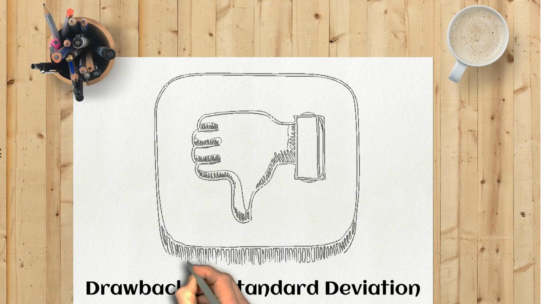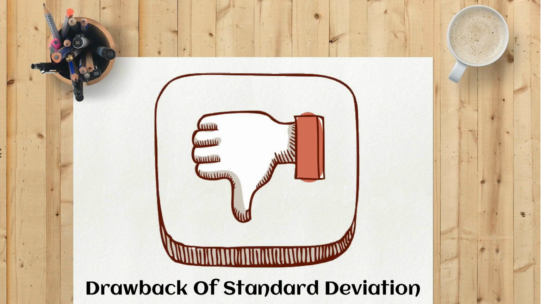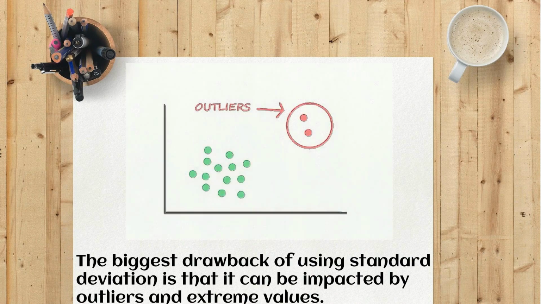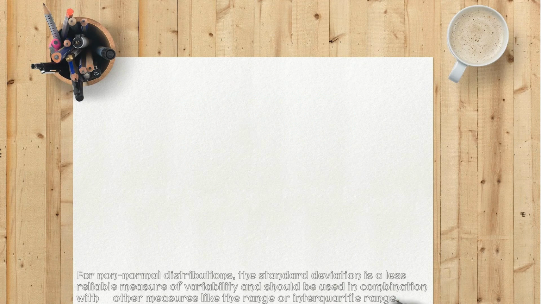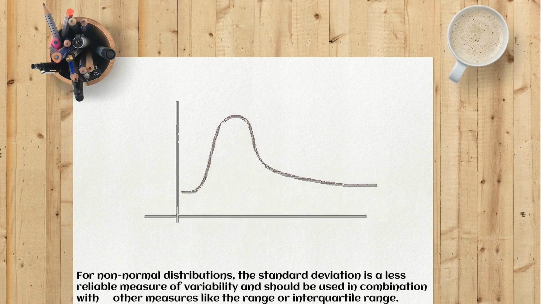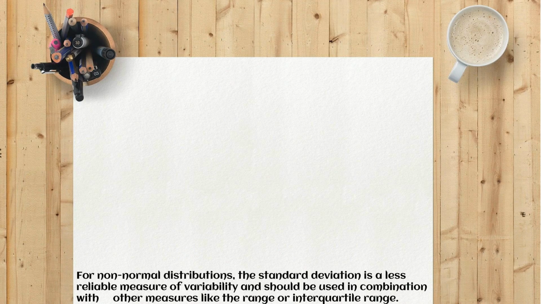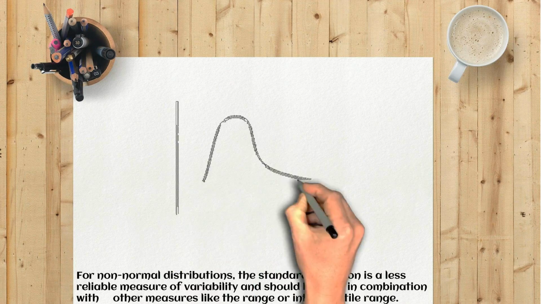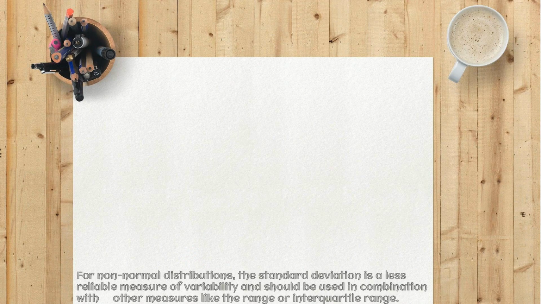Drawback of standard deviation. The biggest drawback of using standard deviation is that it can be impacted by outliers and extreme values. For non-normal distributions, the standard deviation is a less reliable measure of variability and should be used in combination with other measures like the range or interquartile range.